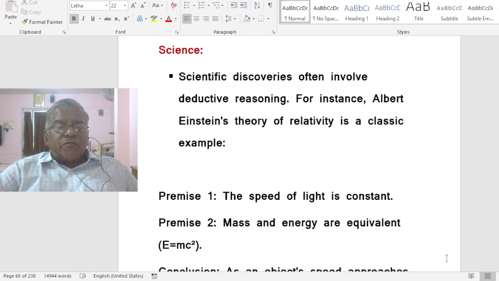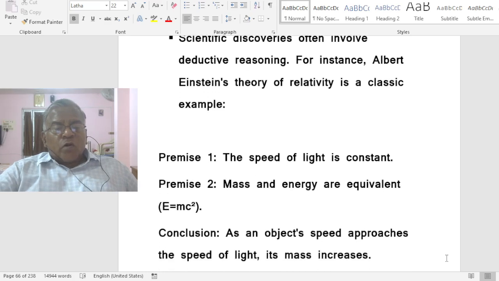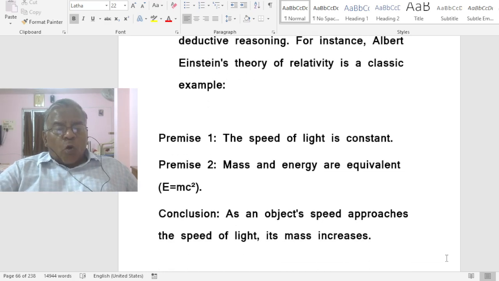Scientific discoveries often involve deductive reasoning. For instance, Albert Einstein's theory of relativity is a classic example. Scientific discovery. Premise 1, the speed of light is constant. Premise 2, mass and energy are equivalent, E equals mc squared. Now what is the conclusion?